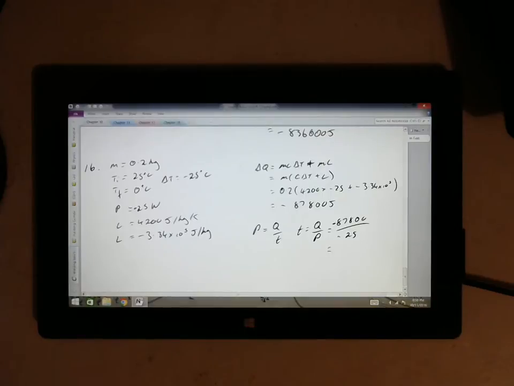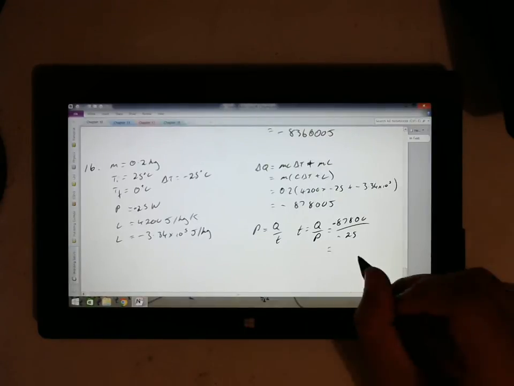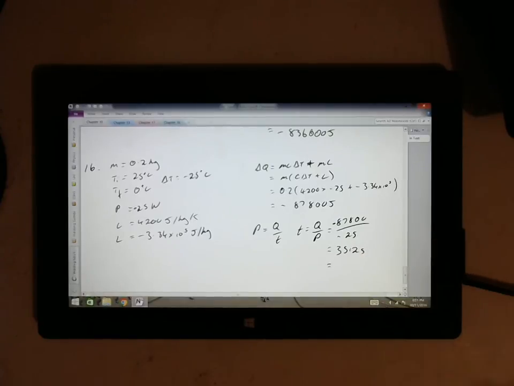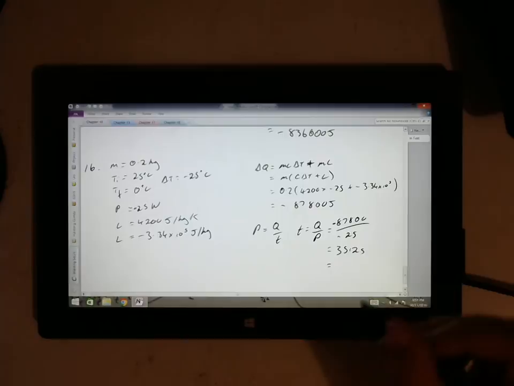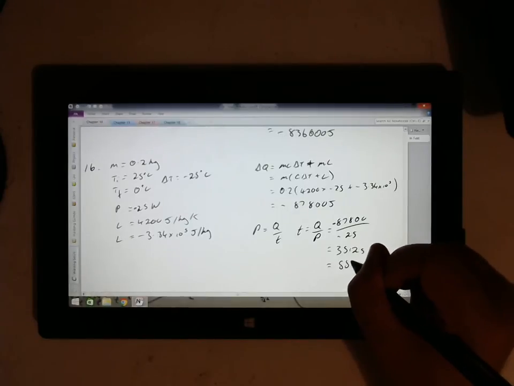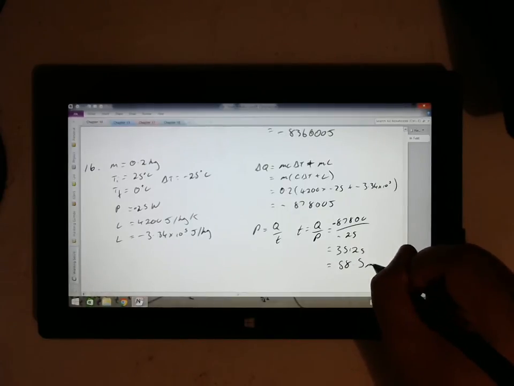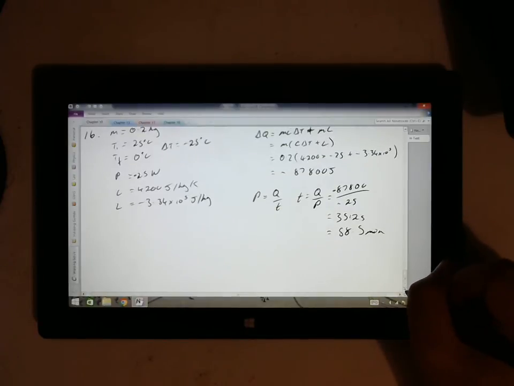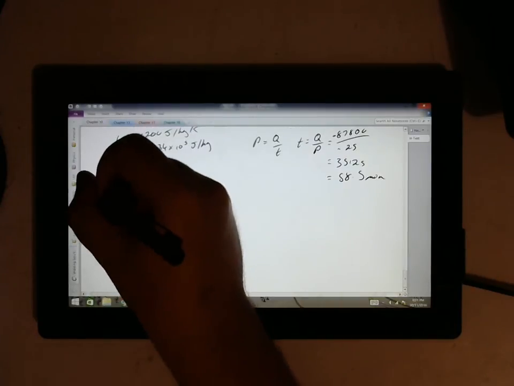87,800 divided by 25 is 3,512 seconds. Let's make that a little bit more contextualized for ourselves. Equals 58.5 minutes. So almost an hour to cool down or freeze our lovely little icy blocks, okay? Got to wait longer than I thought to get ice poles.